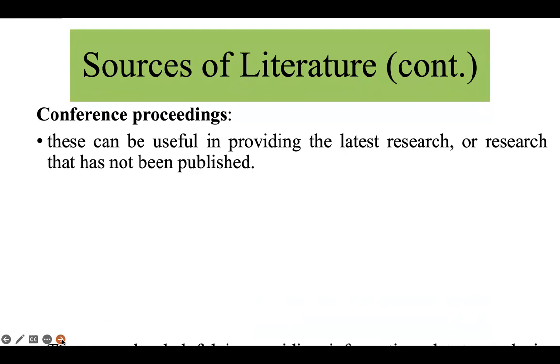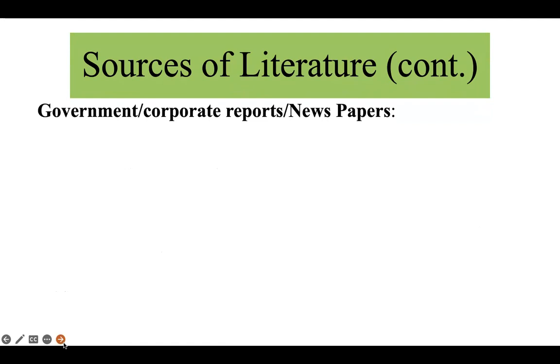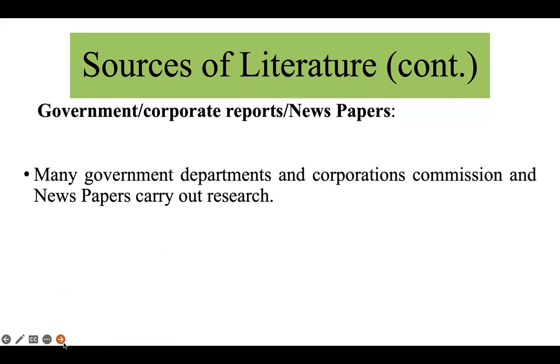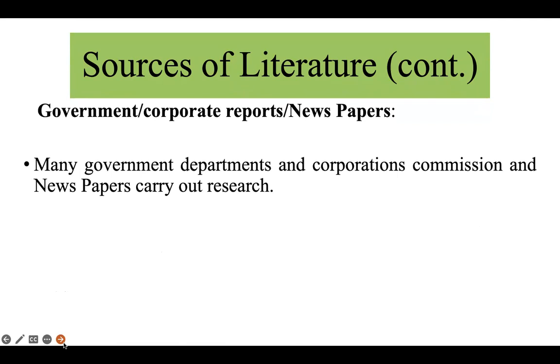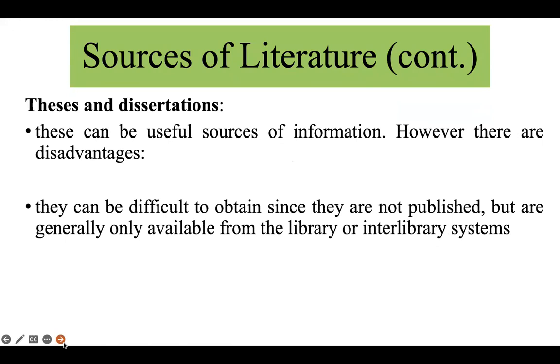Sources of literature continue: conference proceedings, if published. And other sources: government, corporate, and news, especially for secondary data. Data may be primary, data may be secondary. Many government departments, corporations, commissions, and newspapers carry such data. So these are the different sources that we can use, including the internet.